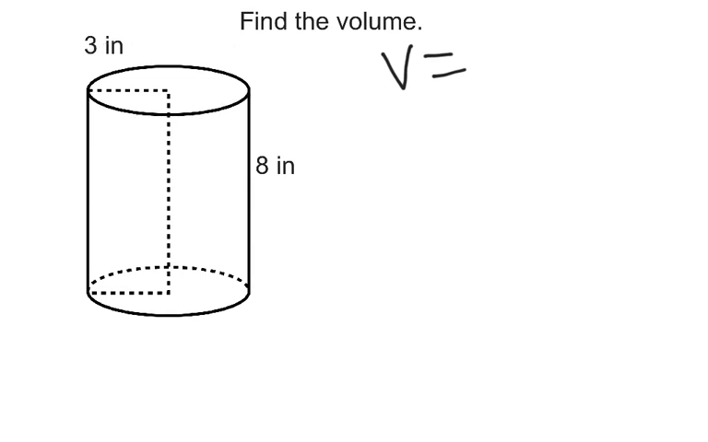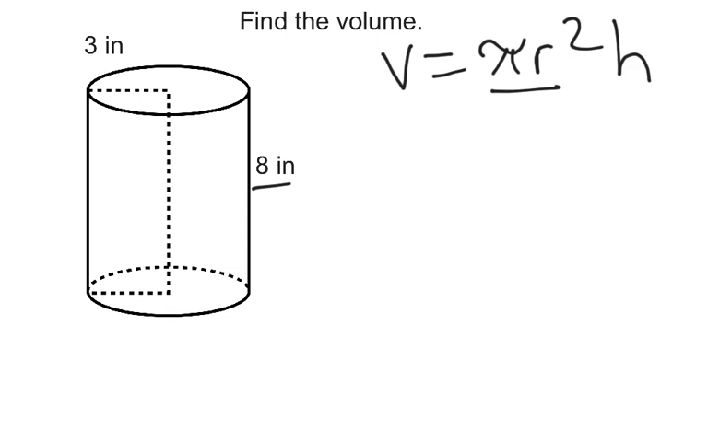But we remember the formula for the base is pi r squared. So that part stays the same, as well as multiplying by the height. So our formula for a cylinder is pi r squared times the height. So it's exactly like finding the area of a circle with one extra step.